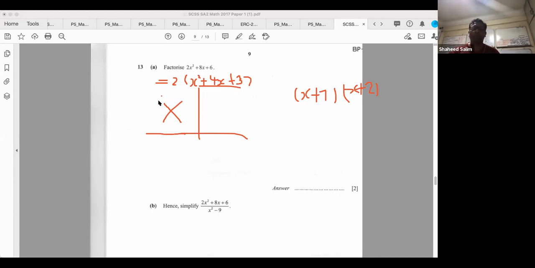Now you do completing the square here. 1 and 3. So you get x plus 1, x plus 3. So you can simplify this: 2 times x plus 1, x plus 3. So this one is equal to 2 times x plus 1, x plus 3 on top. But you have to factorize the one below here.